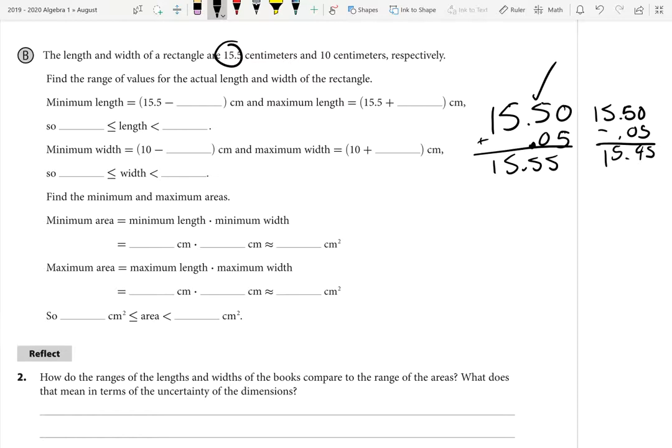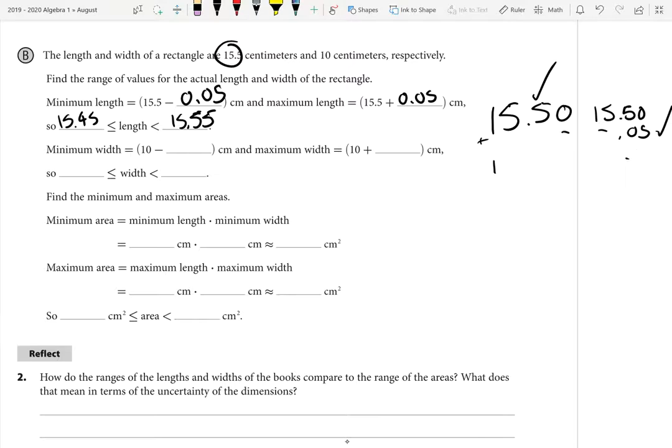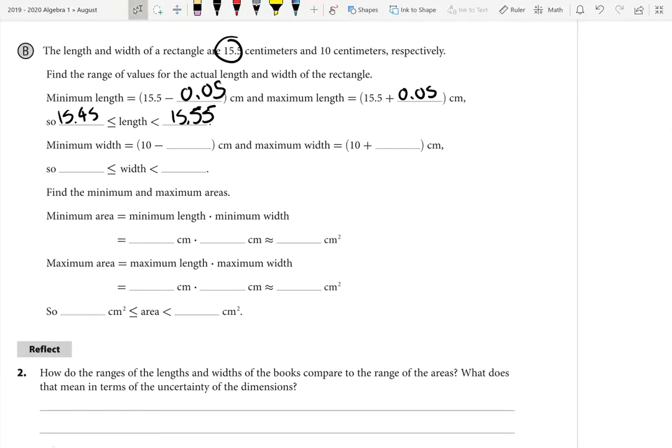So here, to fill this in, the half unit will be the hundredths place. So we're subtracting the 0.05 and adding the 0.05. That's what I just did over here, but I'm just going ahead and writing it into the blanks. So the length's minimum is 15.45 and the maximum is 15.55. That's how I found them. I went one decimal place further over. So now let's look at the 10 centimeters one. So we have 10 centimeters. Now the 1 here is the significant value.